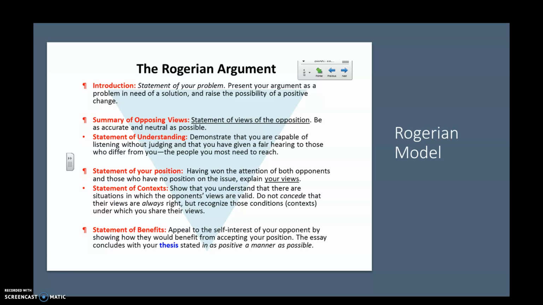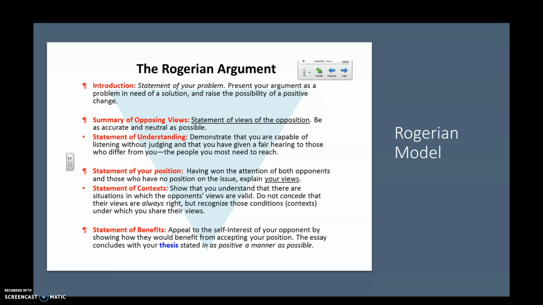So you start by stating your problem. You present your argument as a problem in need of a solution and raise the possibility of a positive change. So your thesis statement will focus on how your solution fixes the problem.